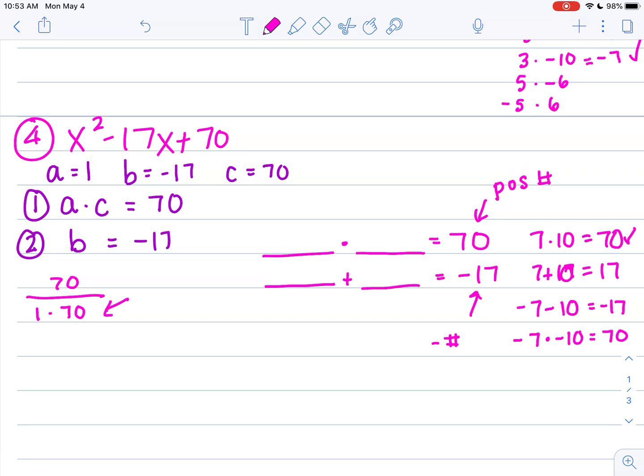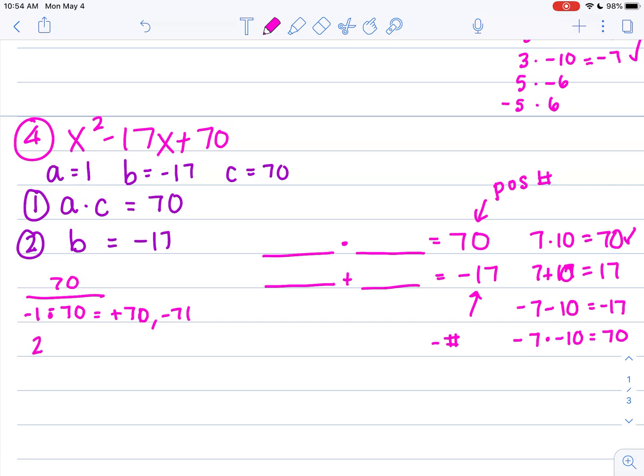Okay, this is what I mean. Do you see how I started over here? This is a negative times a negative. That would give me a positive 70, but it would also give me a negative 71. That's not a negative 17, but it did give me a positive number when I multiplied and a negative number when I add, right? So it's positive 70 when I multiply, and it's negative 71 when I combine them, okay?